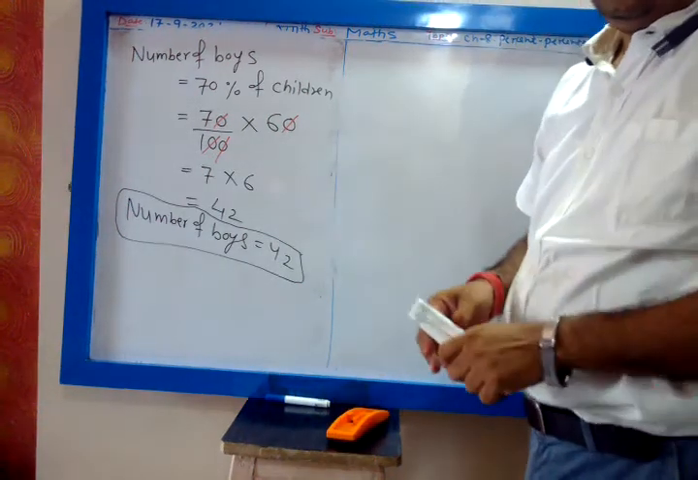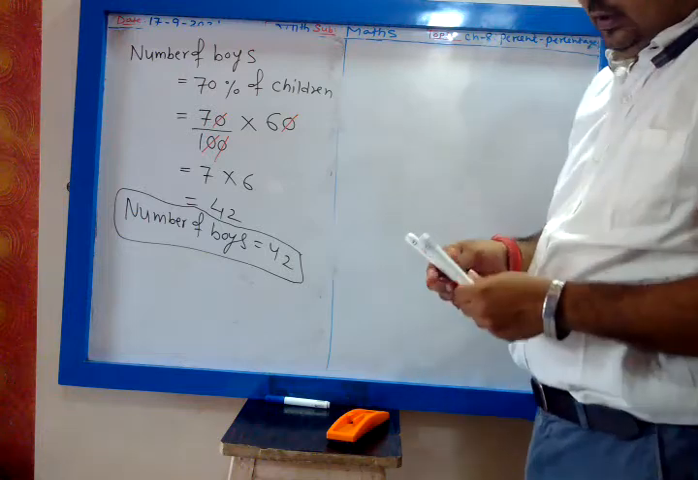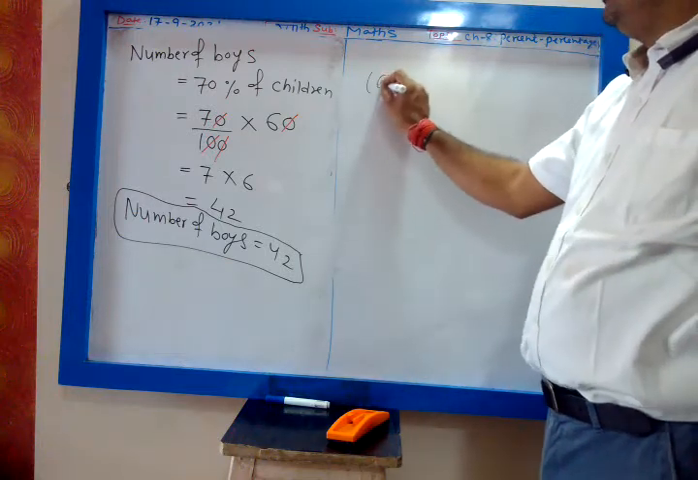To calculate girls, you will calculate 30% of 60. 18 you will get. Okay. Now let us do the sixth one.